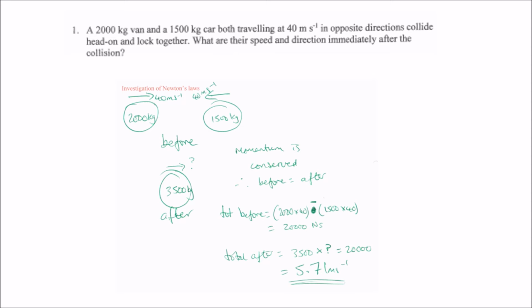Now the total momentum after the collision will be the same. It will still be 20,000. So we can now work out the new velocity. The two vehicles have coalesced, so we now have a total mass of 3.5 tons or 3,500 kilograms. So to get the velocity of that new system, I take this 20,000, divide it by the 3,500, and I get 5.7 meters per second. Okay, so they both slow down significantly, and the heavier van has won the battle, and they're going left to right.